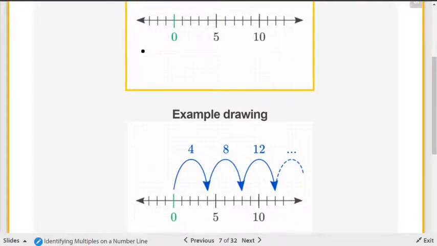But look at the example. Little dotted line and 3 dots. You've got to indicate that it goes on forever. You can't just draw them as many as fits. You have to indicate that it goes on forever to get it right.